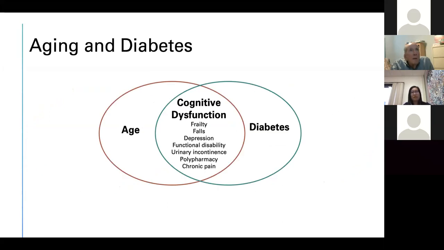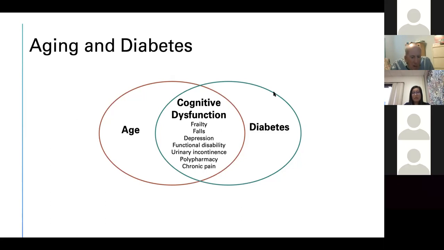And we know that in the elderly, there's a higher likelihood of having many coexisting conditions, which we know as geriatric syndromes. And these conditions can significantly impact diabetes self-care and management, such as glucose monitoring, understanding the role of diet and exercise, and following complex insulin regimens. And so these geriatric syndromes are known as cognitive dysfunction, frailty, falls, depression, functional disability, urinary incontinence, polypharmacy, and chronic pain.